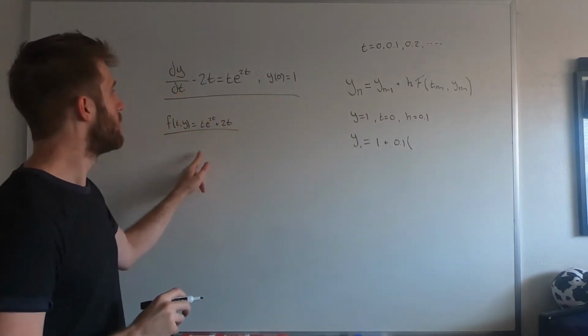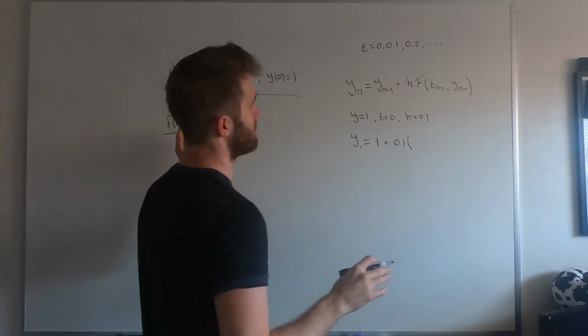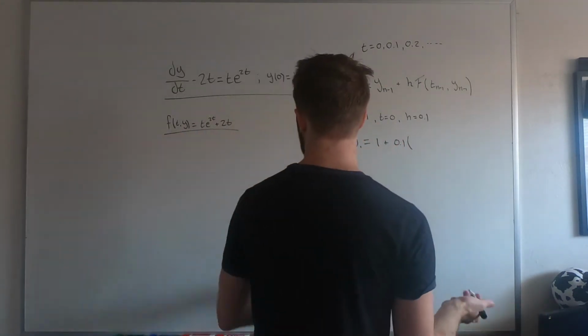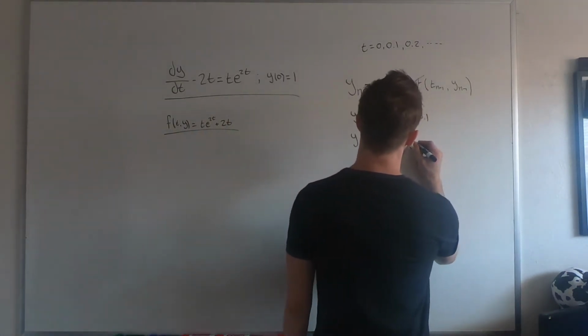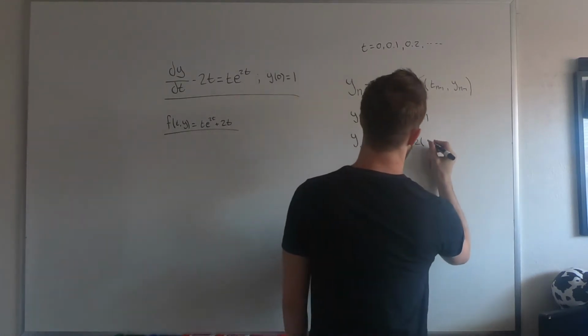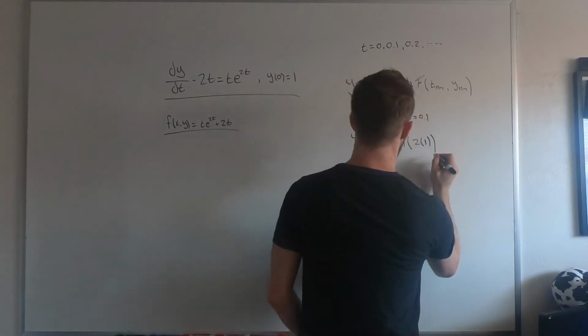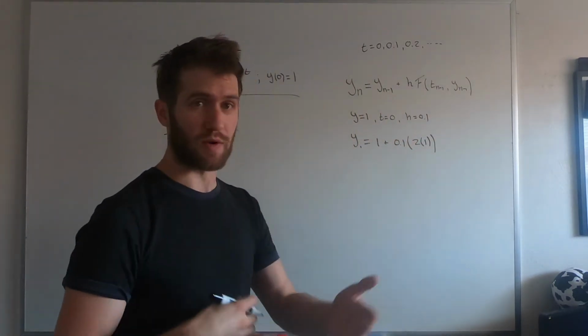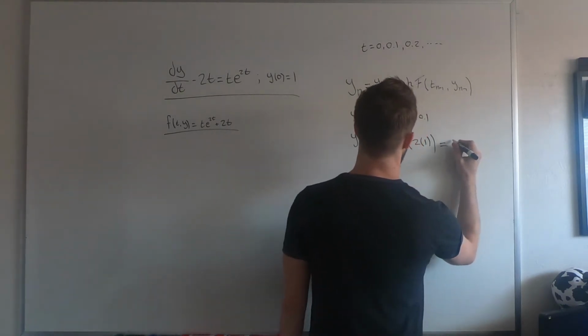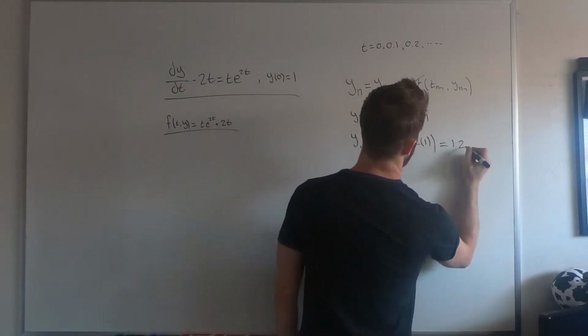So first, we are taking our step back. t is starting at 0, so this first part is just going to disappear, and then we're going to have 2 times our y n minus 1, which is just 1. Okay, so then we multiply this out and add it up, and this comes out to about 1.2.